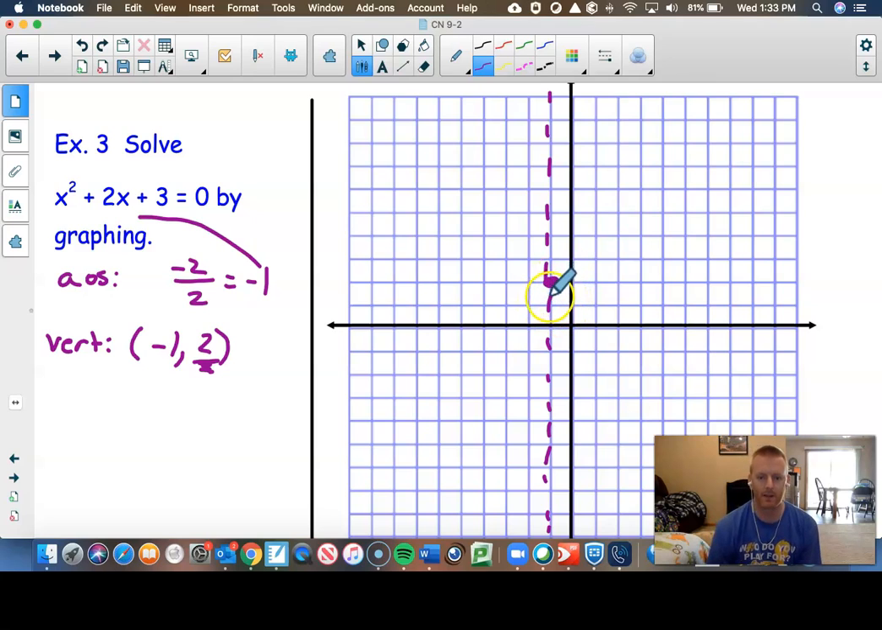Now if my vertex is this way, and my y-intercept's at 1, 2, 3, that means I have another dot right there because they're symmetrical. It's going up like this. We are not going to be crossing the x-axis at any point in time. So if I were to factor that, you're going to find the same exact thing where it doesn't cross the x-axis. It's going to be one of those no solution ones.